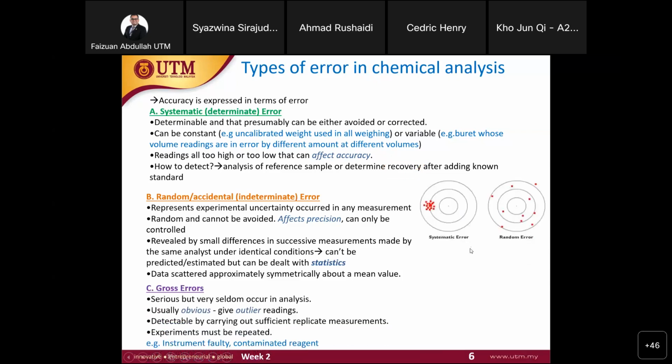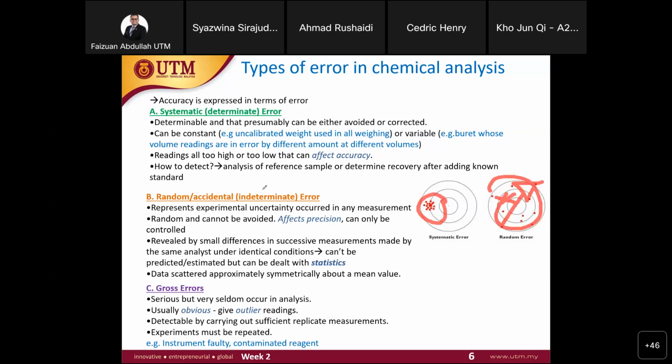Right, then we have gross error. Okay, before that, let us see the figure there. So this is systematic error. Okay, it is precise but not accurate. But if you have random error, it is not precise nor accurate because of the unpredicted error. See there, very far from the actual value and also not even precise.